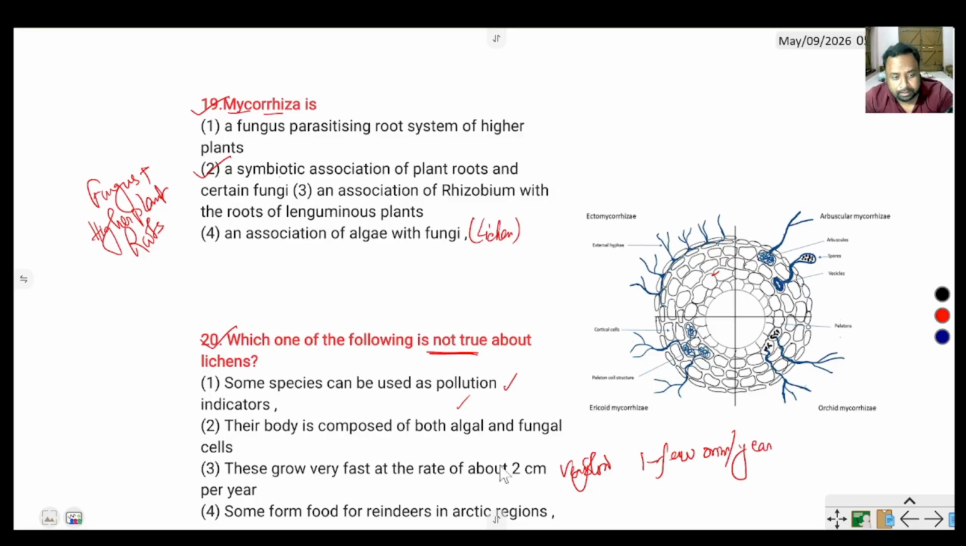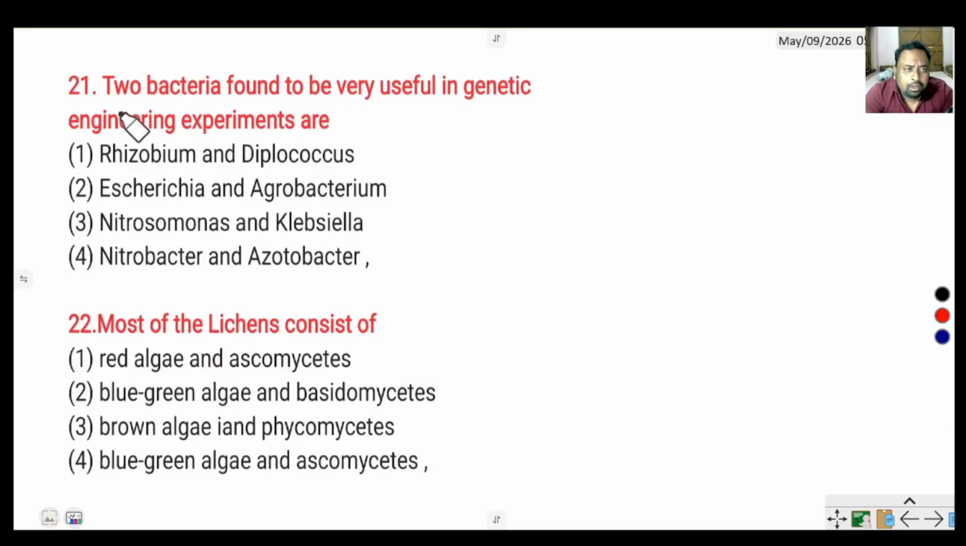Question number 22. Most of the lichen consist of red algae and ascomycetes, blue algae and basidiomycetes, brown algae and ascomycetes, and blue algae and ascomycetes. The correct option of this question is option 4, because most lichen is a symbiotic association of blue-green algae and ascomycetes.